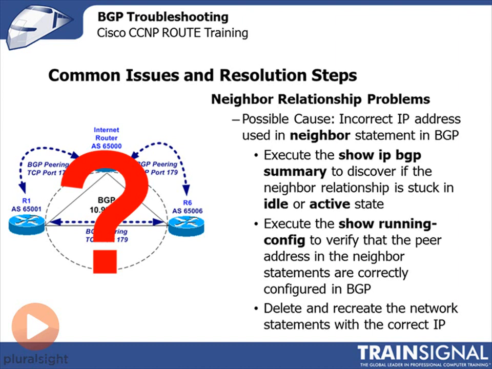In addition to that, you can also execute the show running-config command to verify that the peer IP address is indeed correct. One of the things that may be helpful is to go in using PuTTY or TeraTerm or SecureCRT or whatever terminal program you're using, highlighting the BGP section, pasting the configuration into Notepad, then going to the neighbor router, doing the same thing, and then looking to see if those neighbor configuration statements are in fact correct. If they're not correct, delete the neighbor statements and recreate them with the correct IP address.